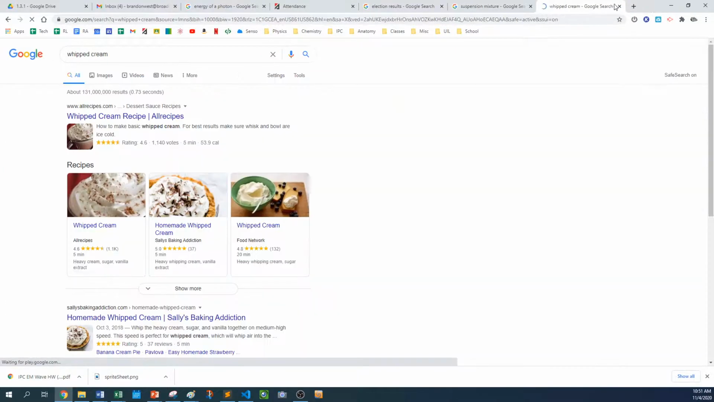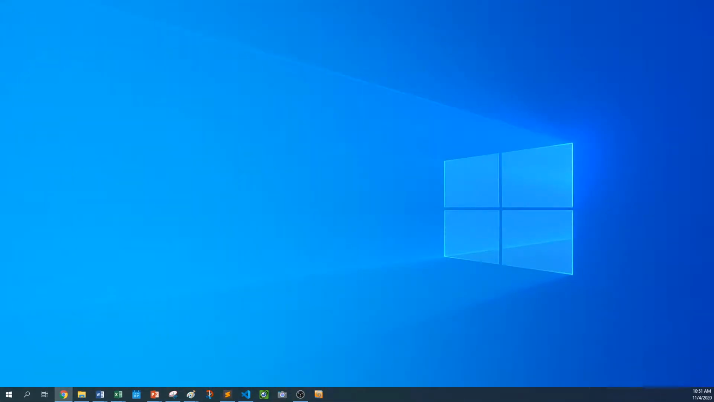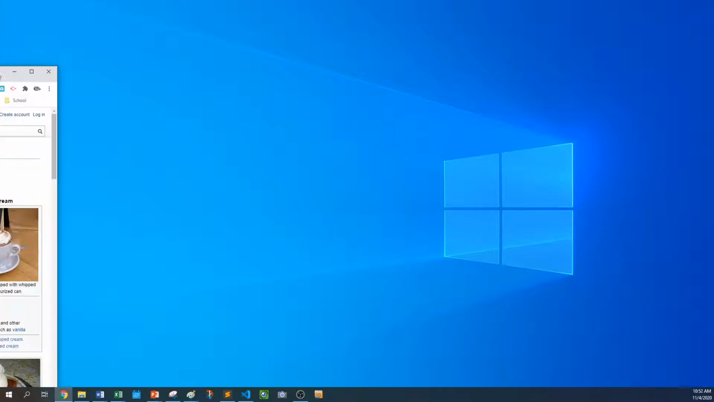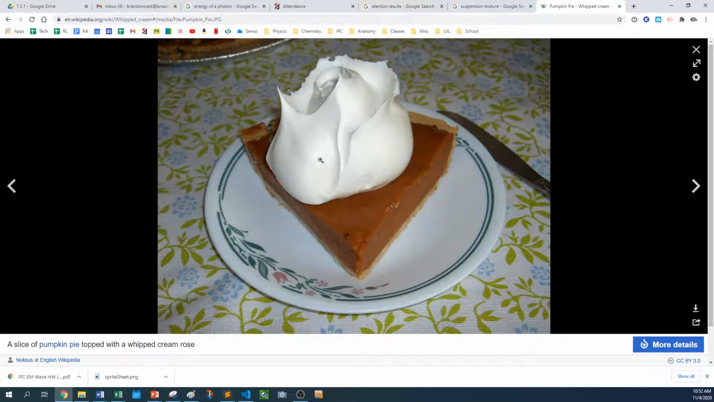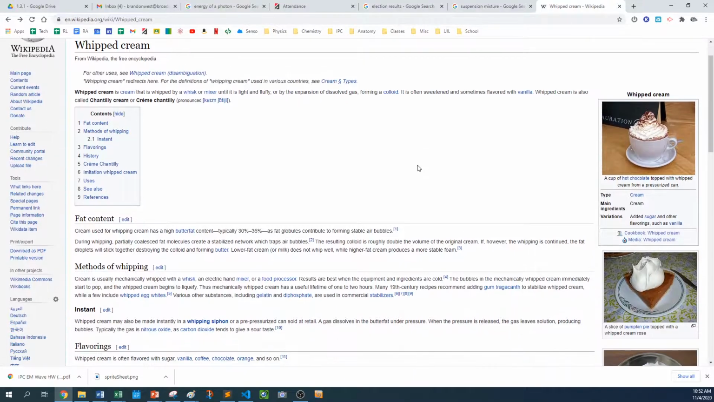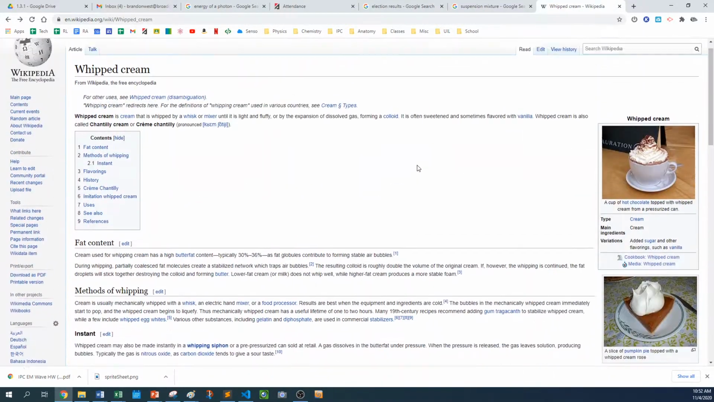Let's see if I can find a definition. I thought everyone would know what whipped cream was. So whipped cream is a cream that is whipped by a whisk or mixer, caused by an expansion of dissolved gases, forming a colloid. Depending on how whipped the cream is, it's either a heterogeneous mixture or a colloid. This would probably be closer to a colloid, because you can't really tell the parts. A lot of times you would almost consider it heterogeneous.